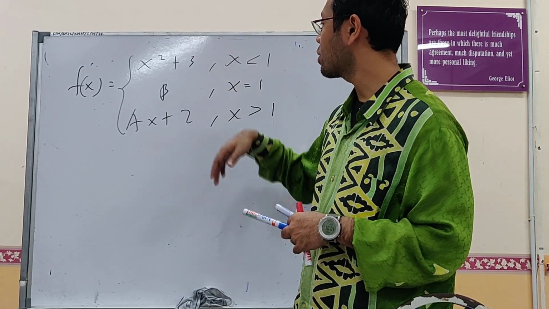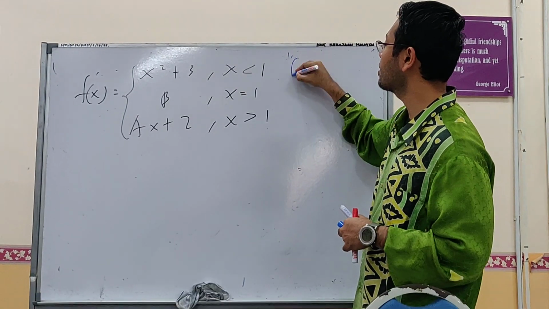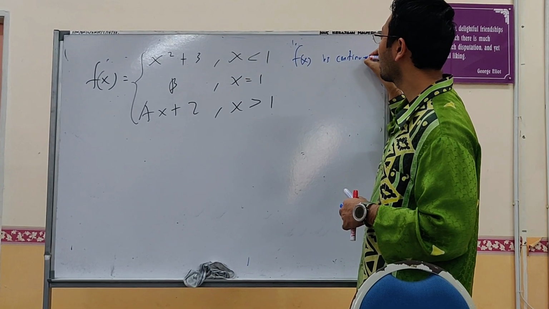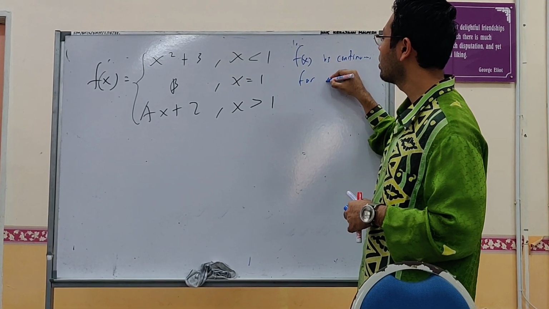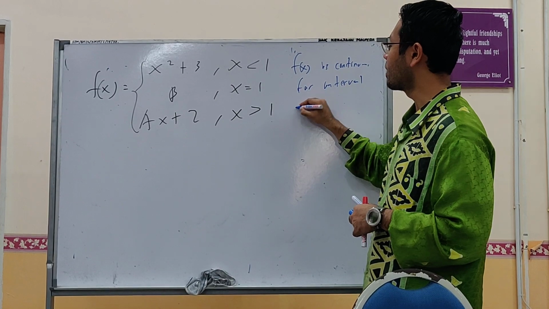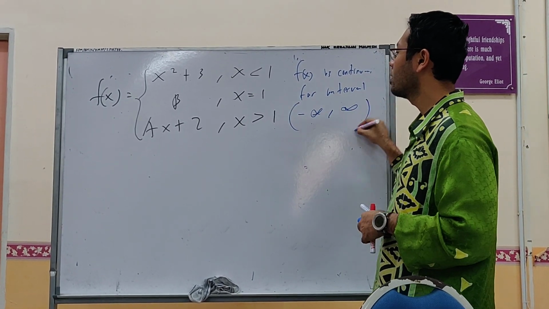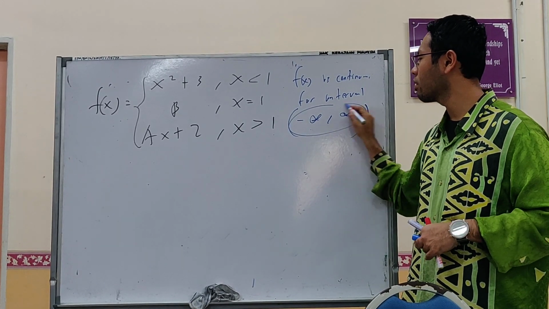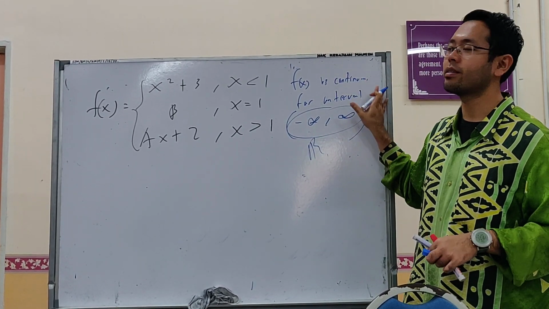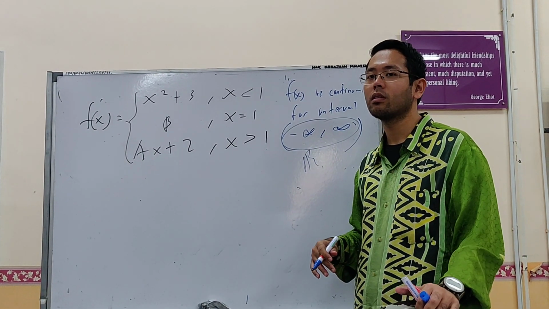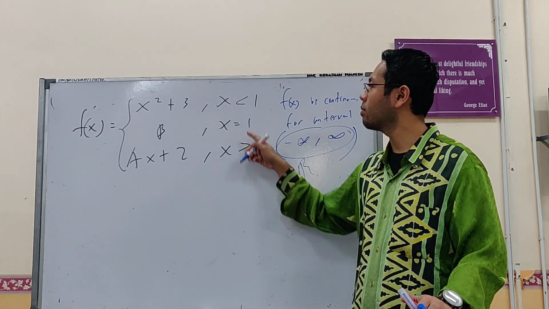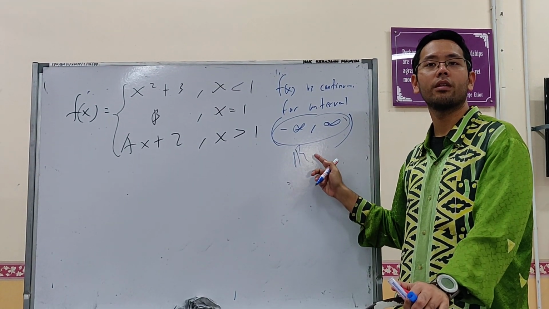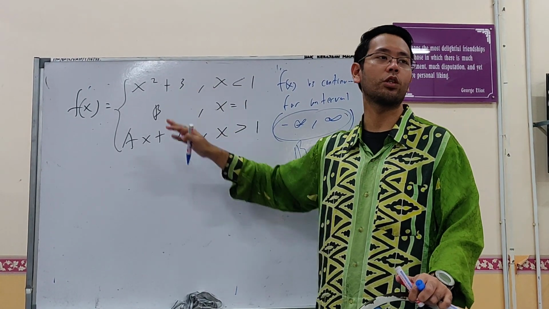So let's try this question. We were told that f(x) is continuous for the interval negative infinity to infinity. What does this mean? Real numbers. Why does it say it's continuous for this interval? It doesn't matter, because 1 is part of the real numbers. So it's just telling you that this is continuous.